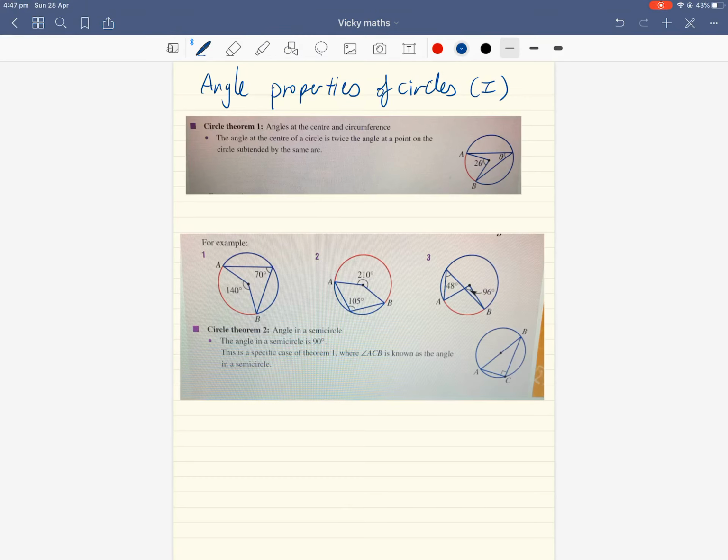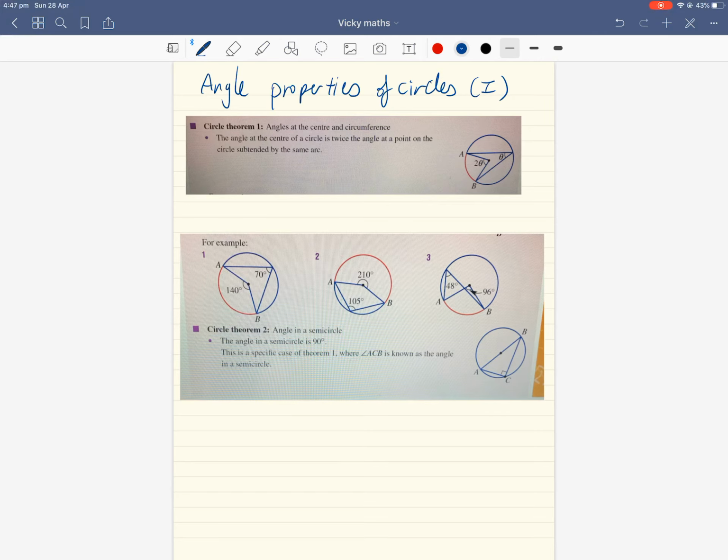Okay, so today we're going to look at angle properties of circles, part 1. Part 2 is coming up. Last lesson we looked at chord properties of circles. A chord is a straight line connecting two edges of a circle, but it doesn't have to pass through a diameter. Now we're going to look at the angles, do two theorems for today, and then we'll look at a few more next time.